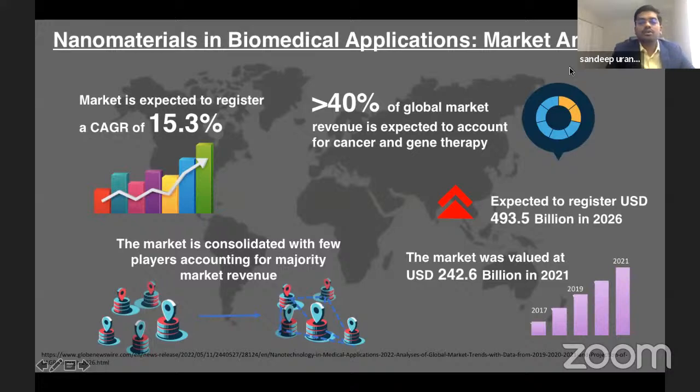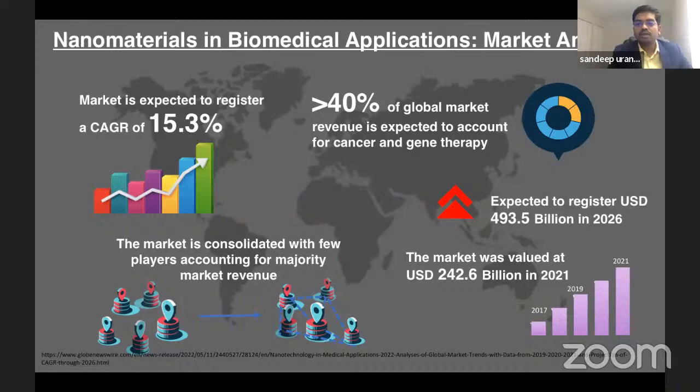nanotechnology is one of the foremost pioneering technologies of the 21st century. In the healthcare sector, it is involved in the development of medical devices, biosensors, drug delivery systems, and also helps in microsurgery. The nanomaterial market is expected to register an annual growth rate of 15.3% in the coming 4 years.